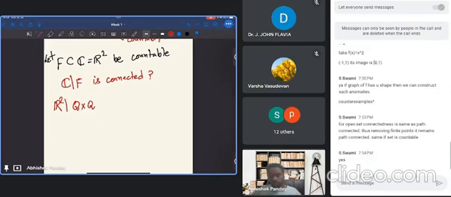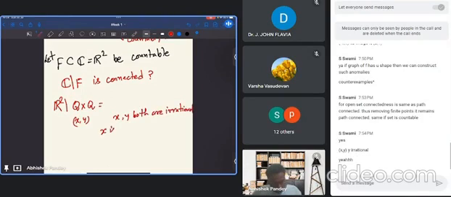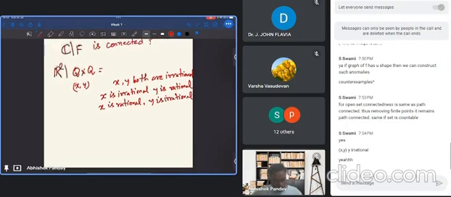Any idea? These are well-known results. What would this set be? It will be the points (x, y) where either x and y are both irrational, or x is irrational and y is rational, or x is rational and y is irrational. These are the only three possibilities.